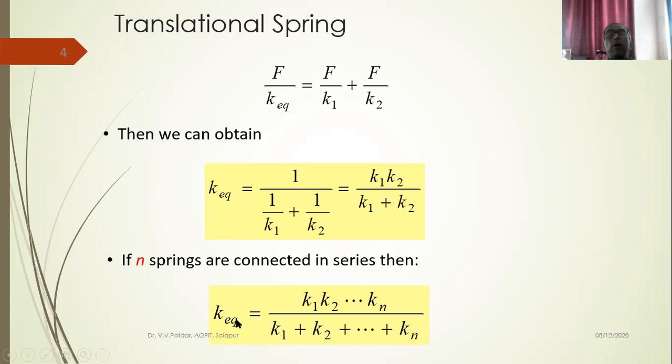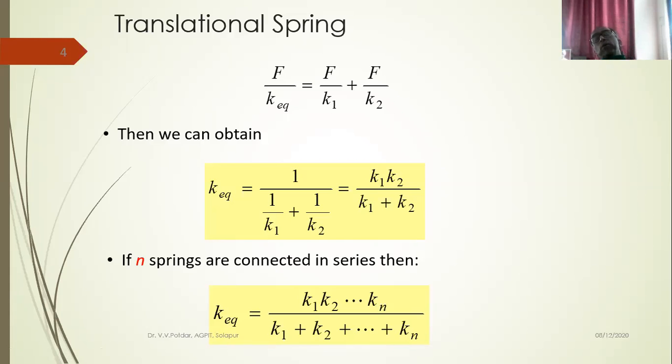So K equivalent for parallel springs is equal to the product of all the stiffnesses, K1 into K2 into dot dot dot into Kn, upon the summation of all the stiffnesses, K1 plus K2 plus dot dot dot plus Kn. So this is how we can write equivalent stiffness for series and parallel springs.